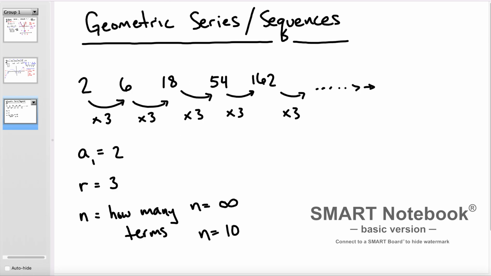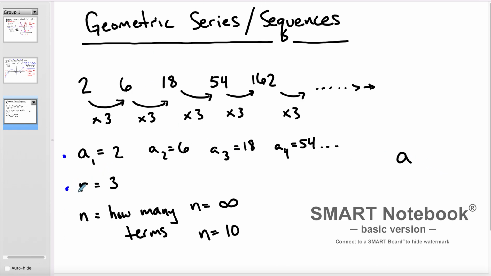And so as far as indexing or labeling, we have A. A1 is our first term. We could say A2 equals 6. A3 equals 18. A4 equals 54, and so on, right? A refers to a specific number within the series. Generally, if A is just on its own, just A, it's referring to the first one.